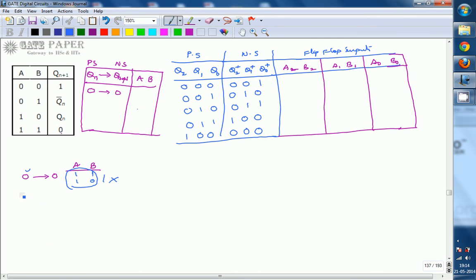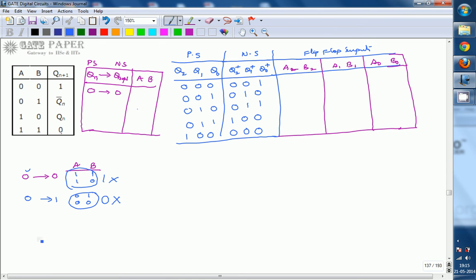Similarly, if you want a 0 to 1 transition, that is nothing but complement. The next state is the complement of the present state. You get complement whenever you give 0 1, so AB can be 0 1. Otherwise, irrespective of present state you can go to the next state 1 by using 0 0. So in this case A must be 0 and B can be anything.